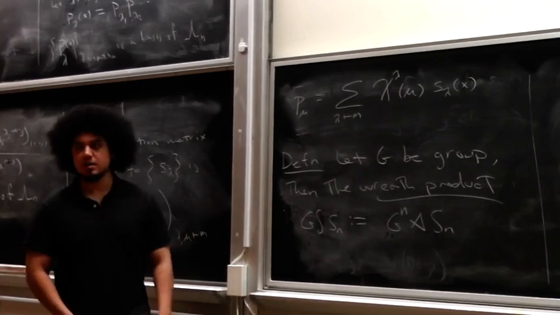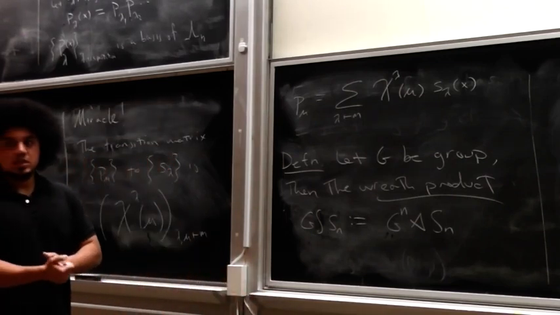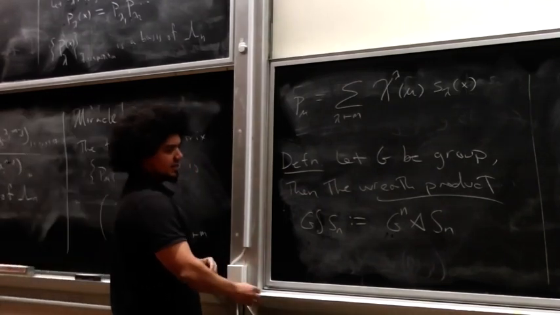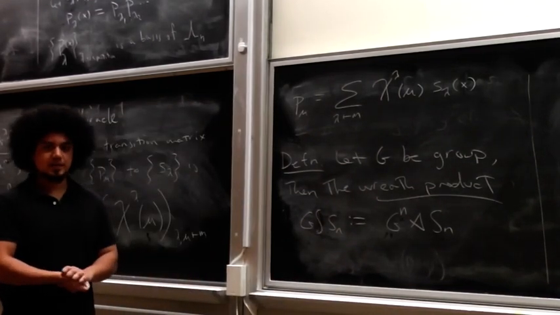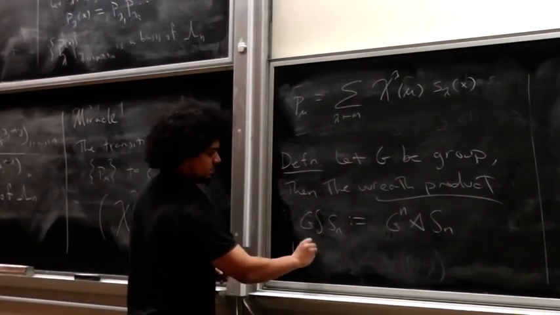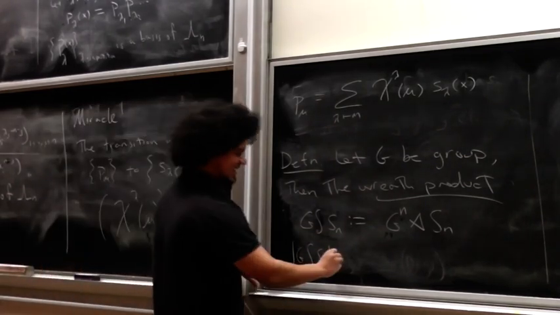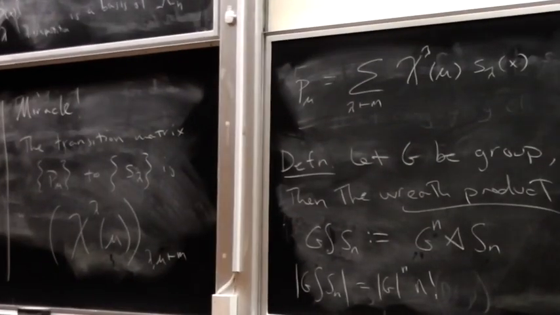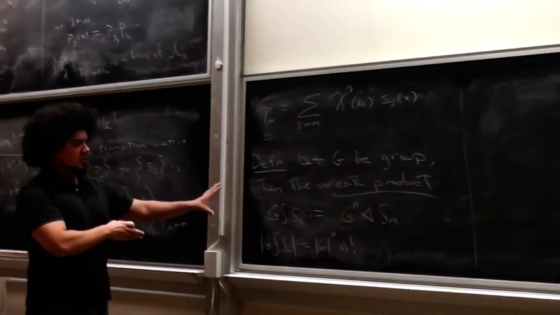You can look it up in, let's say, Macdonald's book, which is great. It has everything. So the order of the wreath product is the order of G raised to n, times n factorial. And can you take the wreath product of any two groups? You can. But this is what we're interested in.